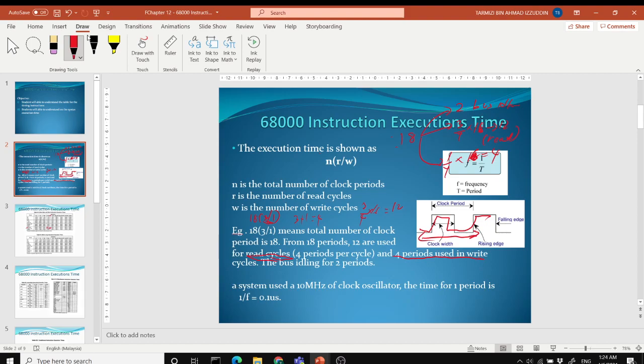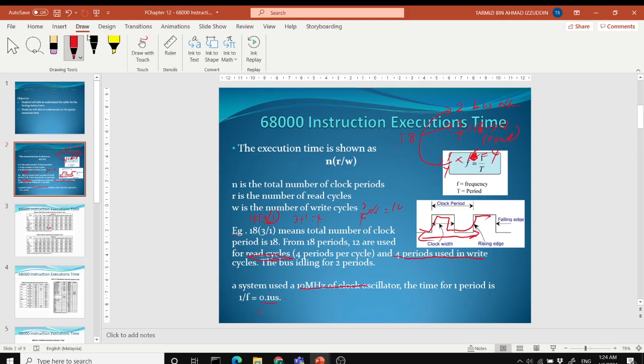Okay, and depending on your oscillator, it will give a different length of time. So meaning that if you are using a 10 megahertz clock oscillator, which is the maximum for 68K, the time period is 0.1 microsecond. This is for 1 clock cycle.